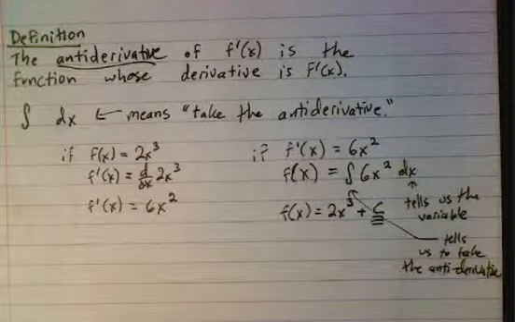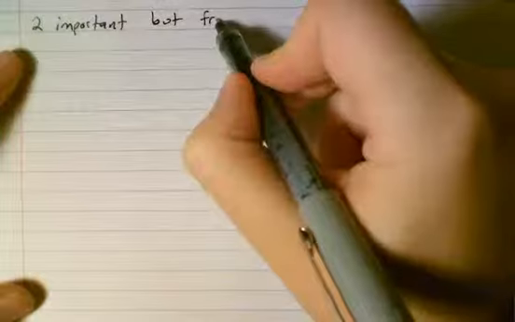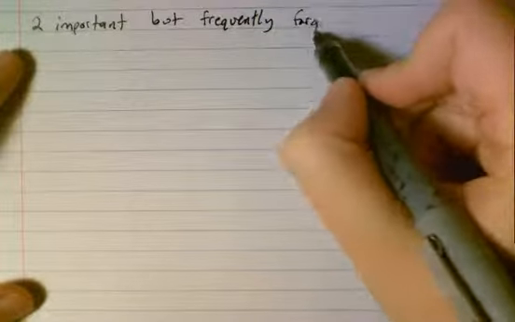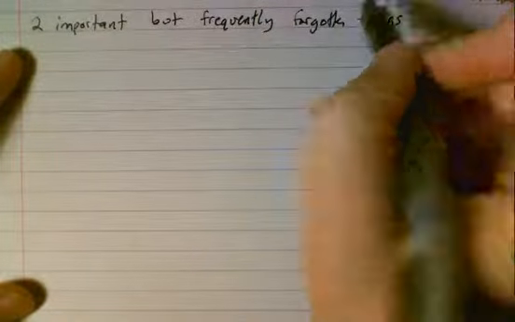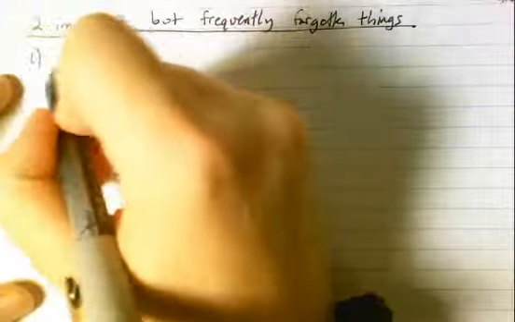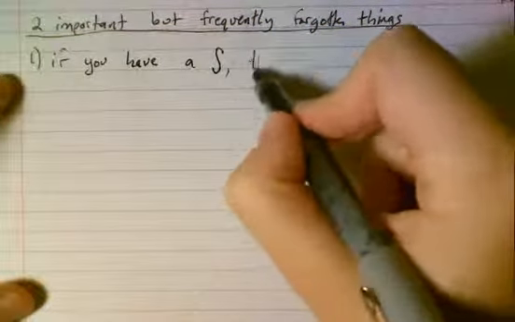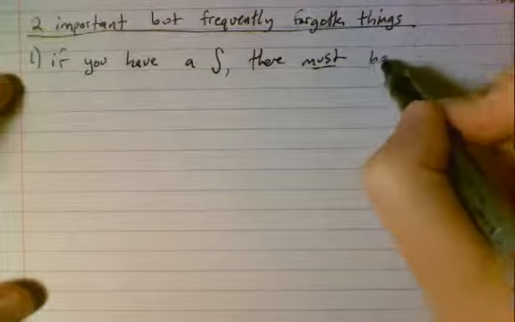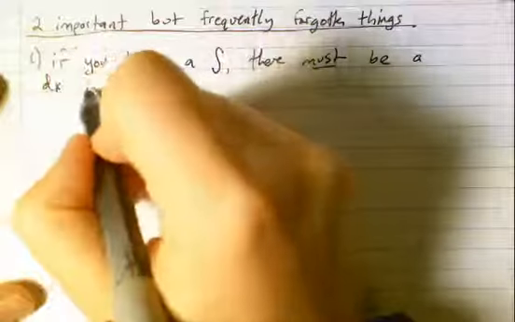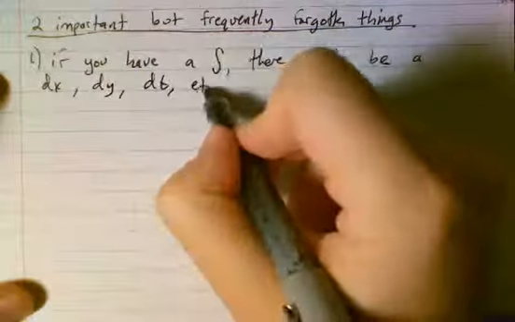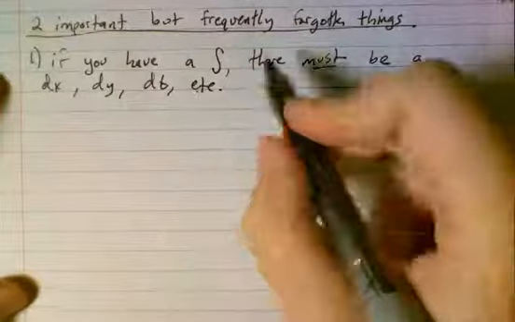We're just going backwards. So I want to start off with a couple of frequently forgotten things, and then we are going to go into the rules and how to use them. So right here, 2 important but frequently forgotten things. 1. If you have an antiderivative sign, there must be a dx, dy, dt, whatever the variable is, there's got to be something that looks like this at the end.